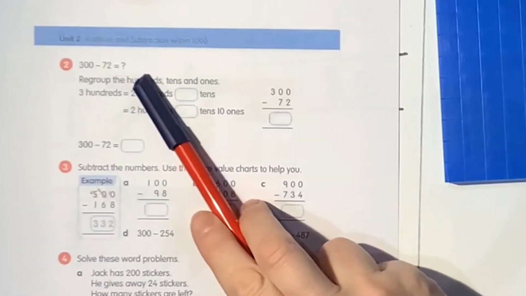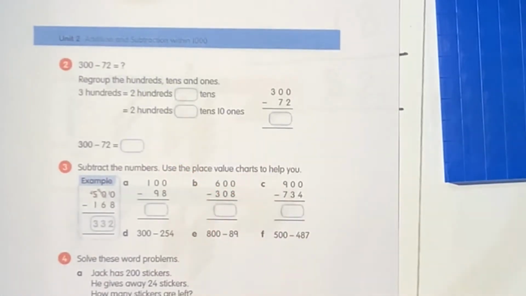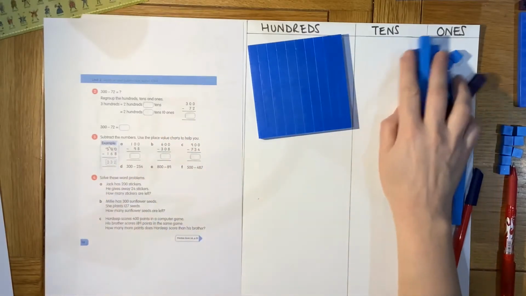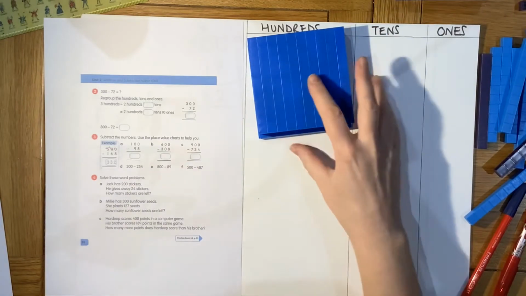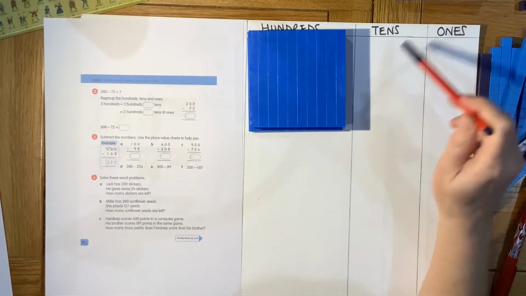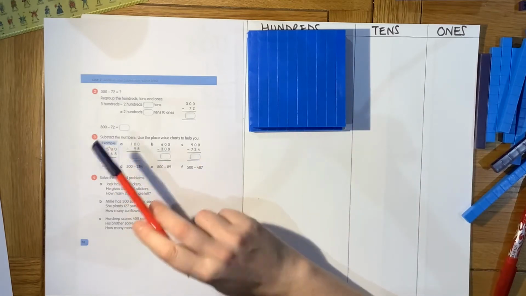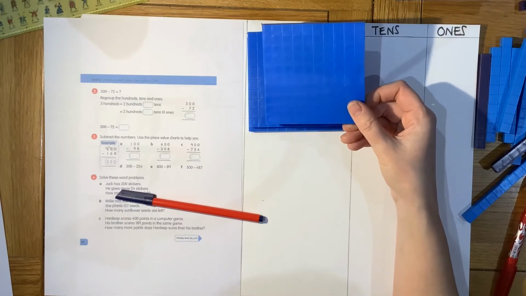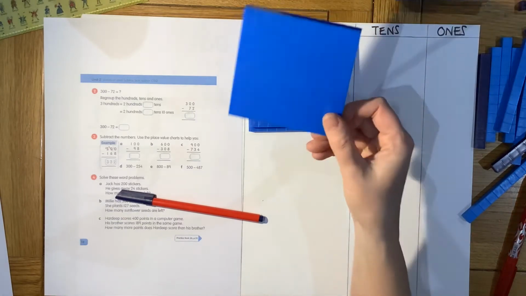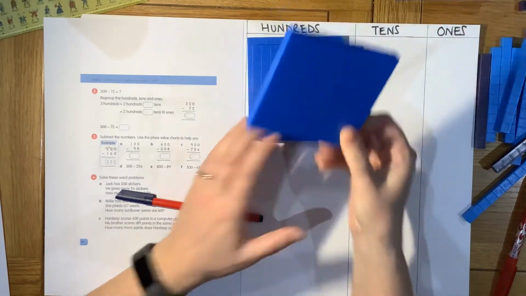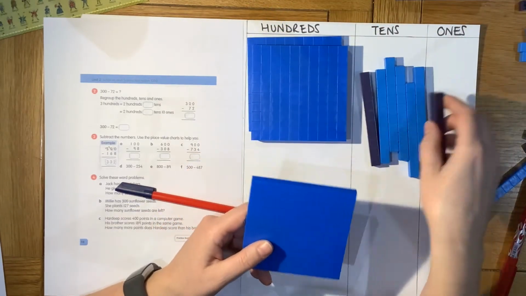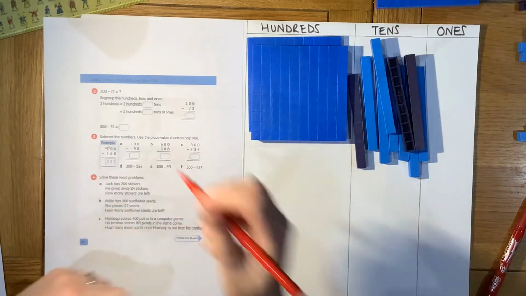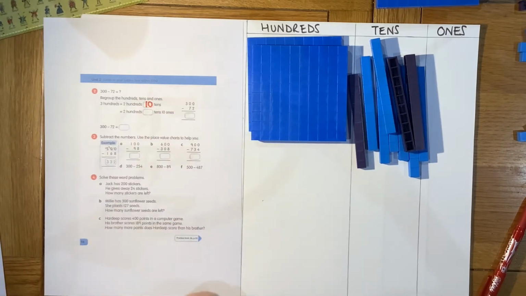So let's have a look at this one, number 2, 300 take away 72. And you can see, again, it's one of these ones that's telling you what to do. So let's build it first. 300. Okay. We can't regroup the 10s because we haven't got any, so we have to regroup everything. So let's take the hundreds and we'll change from 300s to 200s and 10 10s, because we know that 100 is the same as 10 10s. Okay, so I've changed that for 200s and 10 10s.